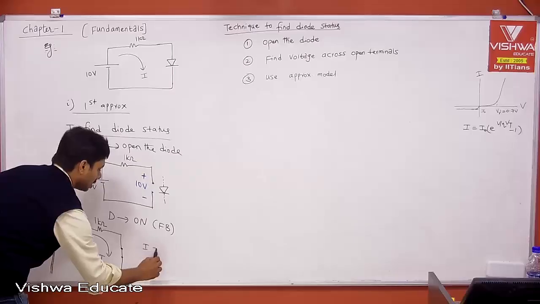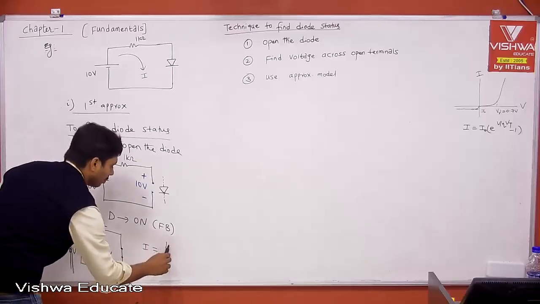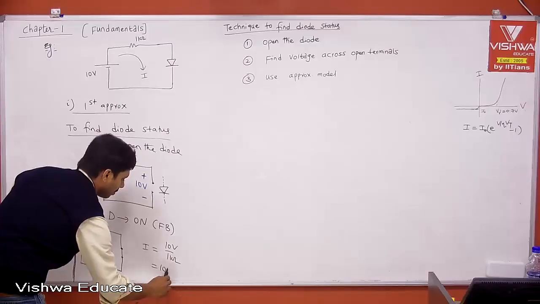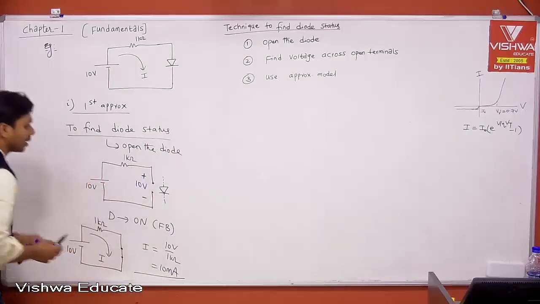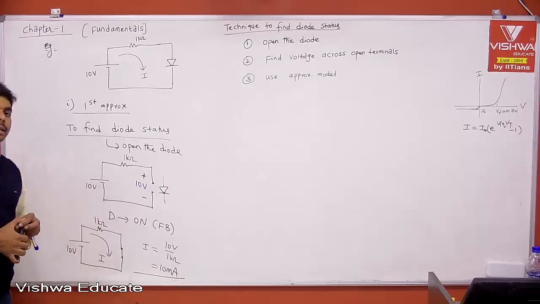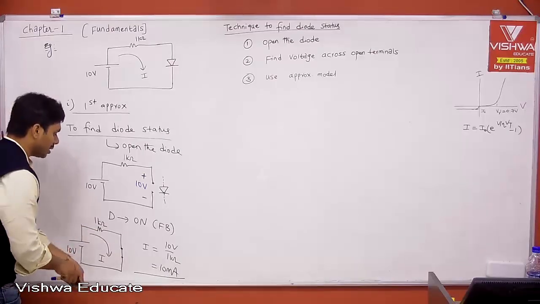Therefore, what is the current? IE is equal to 10 volt divided by 1 kilo ohm. Therefore, this is nothing but 10 milliampere. This is the current which is flowing through the circuit, that is 10 milliampere, and the voltage across the PN junction diode.